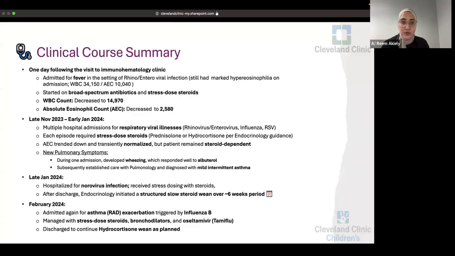In late January of 2024, he was hospitalized for a norovirus infection and again received stress dosing with steroids. By the time of discharge, endocrinology helped us initiate a structured, very slow wean over a 6-week period. This prolonged course of multiple infections and admissions requiring stress doses is what led to a very prolonged delay in him being off steroids. By February 2024, he was admitted again with a reactive airway disease or asthma exacerbation triggered by influenza B that responded to bronchodilator, Tamiflu, and stress dose steroids. He was discharged again to continue the hydrocortisone wean as planned by endocrinology.